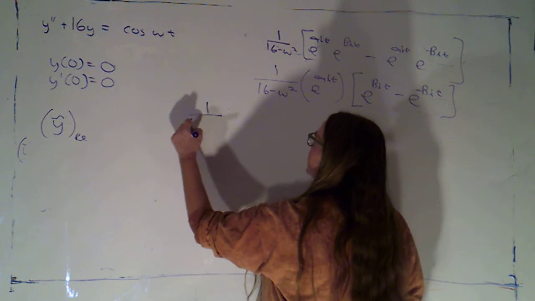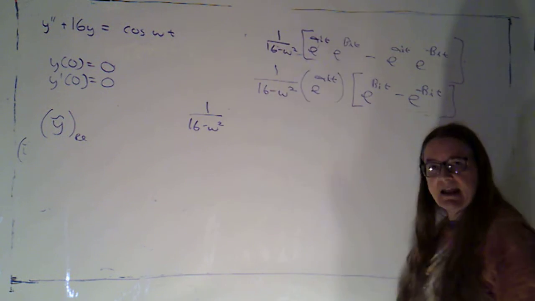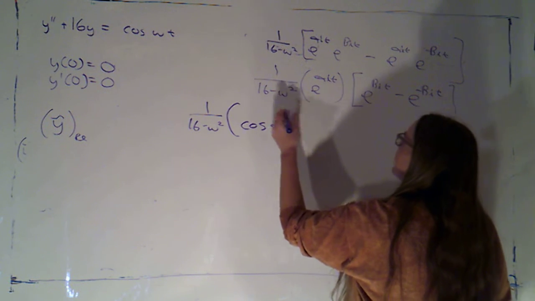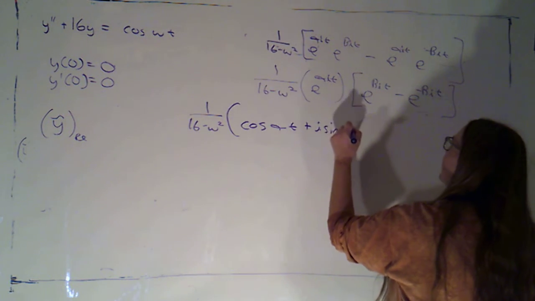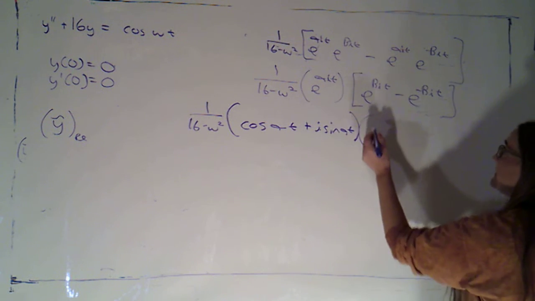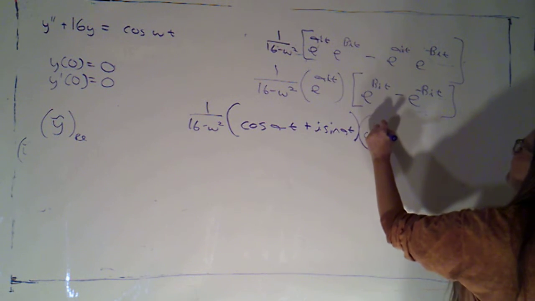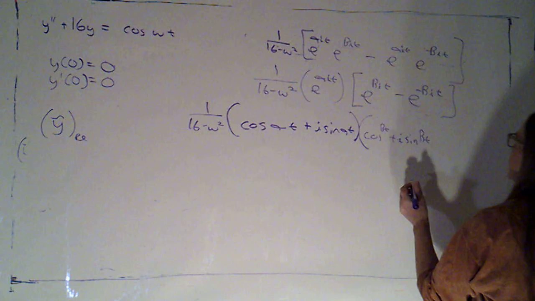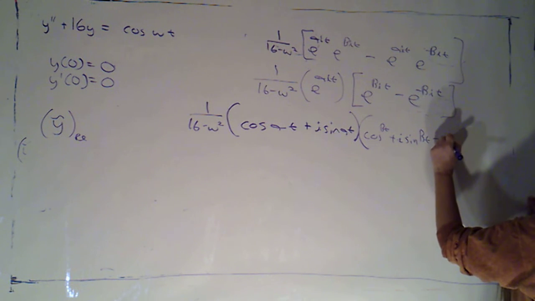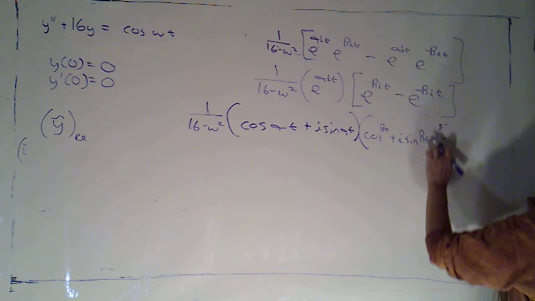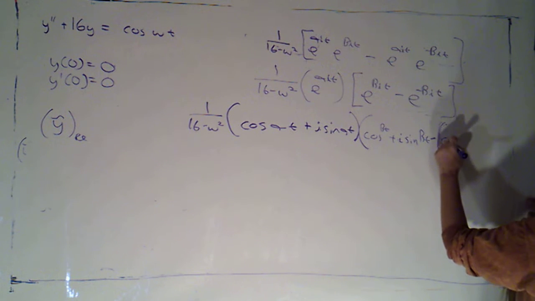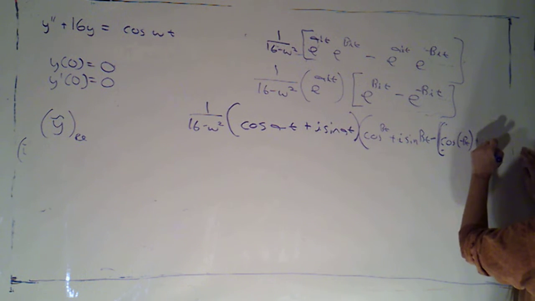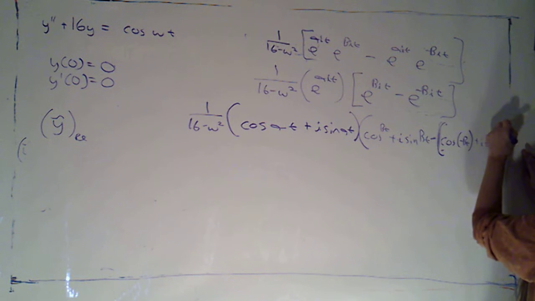So we've got the 1 over 16 minus omega squared. That can just sort of hang out for a while. That's a real number. This is cosine of alpha t plus i times sine of alpha t. This is cosine of beta t plus i times sine of beta t minus, and this will be, I'm subtracting the whole thing, minus cosine of negative beta t plus i times sine of negative beta times t.